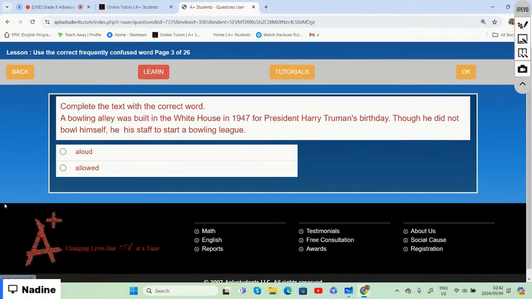The next one says, a bowling alley was built in the White House in 1947 for President Harry Truman's birthday. Though he did not bowl himself, do we say he allowed, option one, or he allowed, option two, his staff to start a bowling league? So option one, he allowed, or option two, he allowed his staff to start a bowling league.